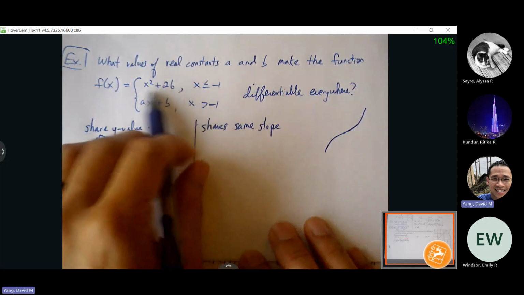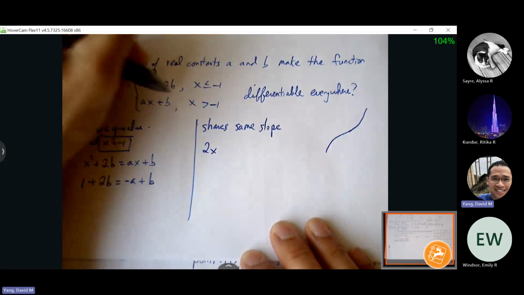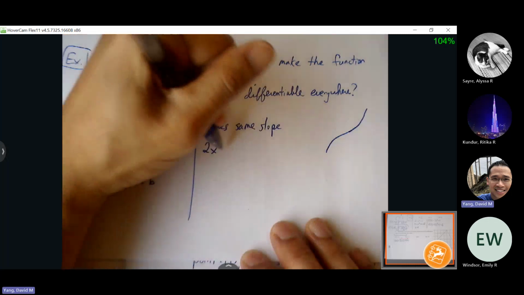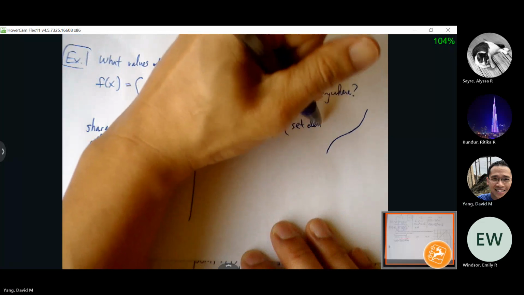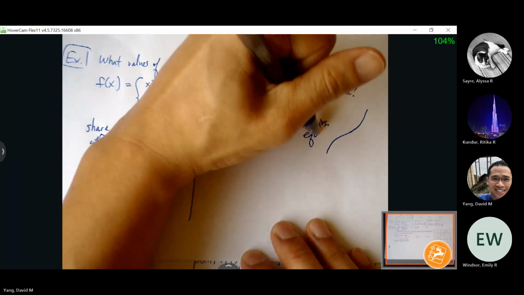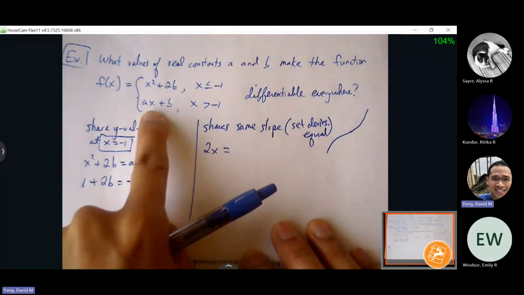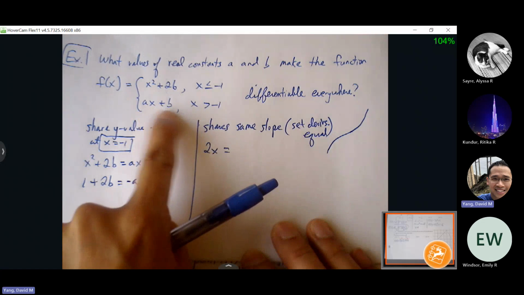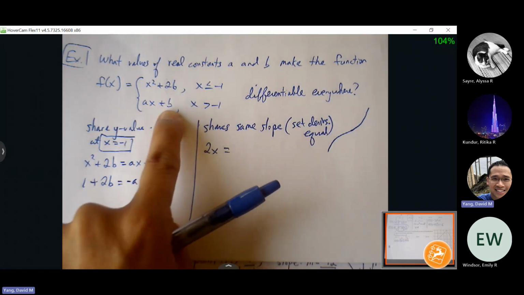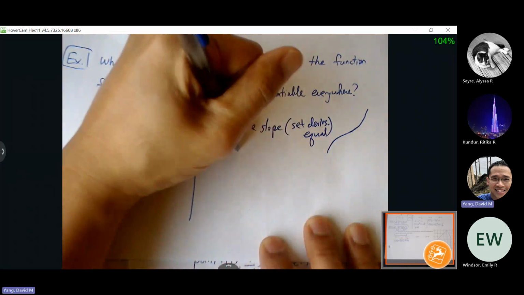So what's the derivative of x squared plus 2b? 2x. What happens to the 2b? 0. So set the derivatives equal. Ax plus b, what's its derivative? Just a. Imagine this is 3x plus 4. If it was 3x plus 4, you would say 3 plus 0. Same thing, ax plus b would just be a plus 0, which is a.